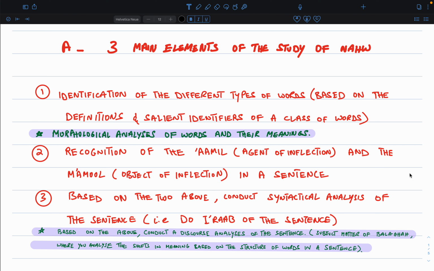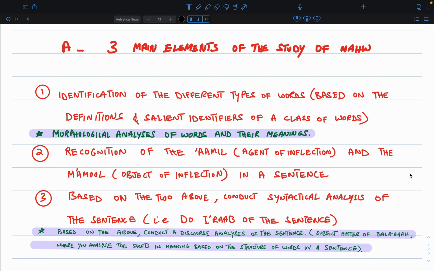Now I've mentioned these little stages in between that I've written in green and highlighted in purple. These are stages that happen in between or after these three stages, but they are not the subject matter of Nahw itself. For example, after you've done step one, before you move on to step two, you will conduct a morphological analysis of the words and their meaning. That's the subject matter of sarf, for example.